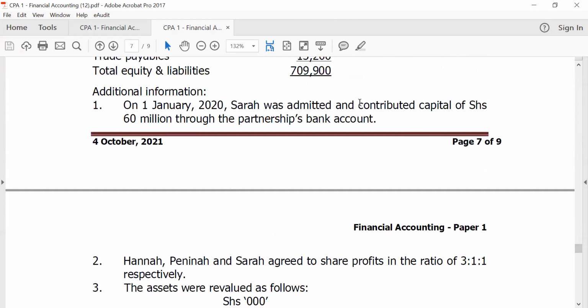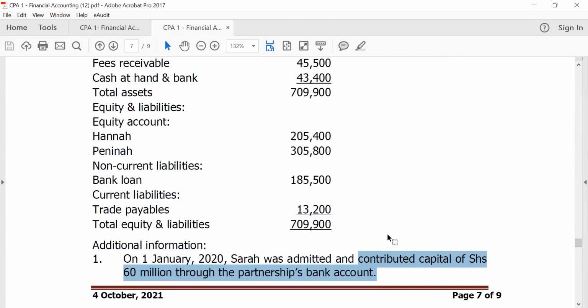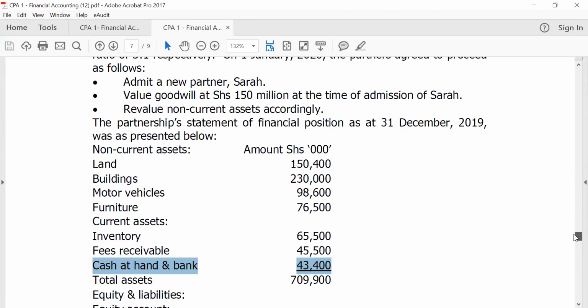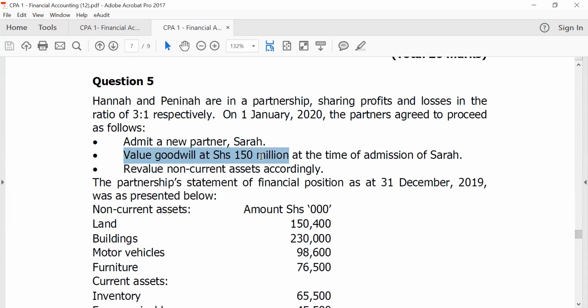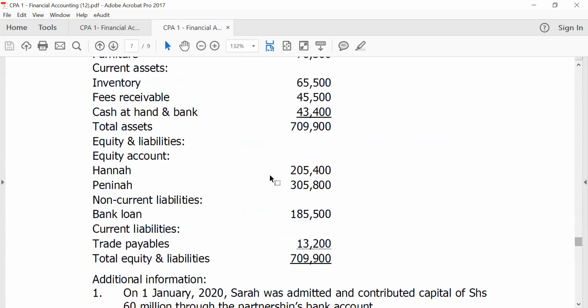Remember, this one contributed 60 million. So does it affect your cash and bank? That is something that you look at. If it affects your cash and bank, you go and adjust it, because the 60 million is added to the 43 million. So your cash and bank will be adjusted by the contribution of the partners. Now this goodwill, they are just valuing goodwill at 150 million, but in reality, it doesn't mean that this is money or cash coming through. It's just a valuation. So that one doesn't affect your cash and bank.